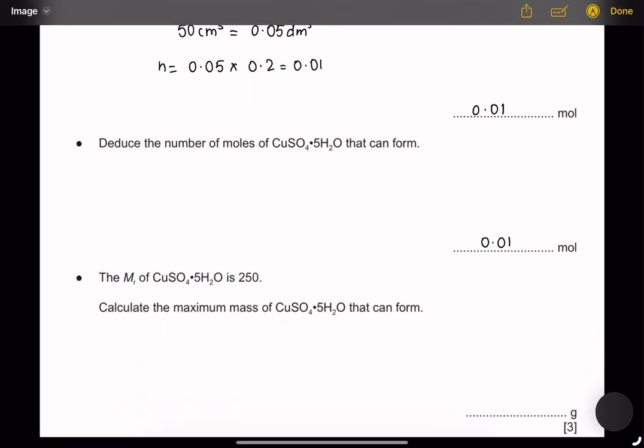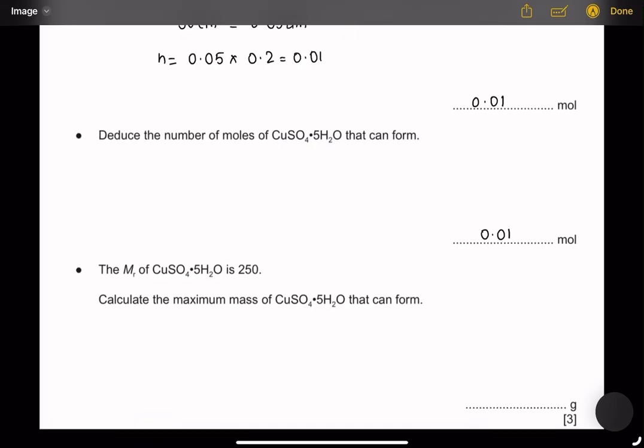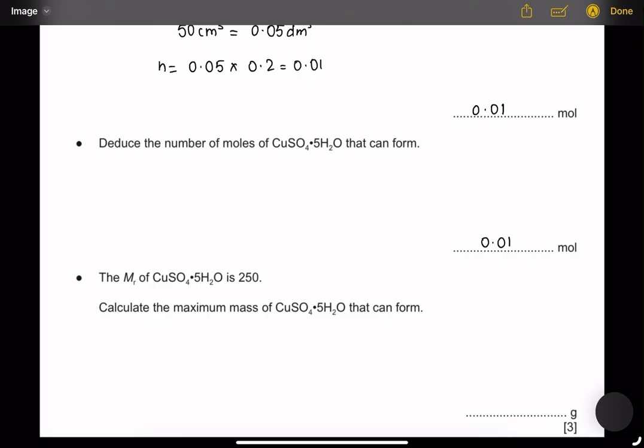Now the Mr of CuSO4.5H2O is 250. Calculate the maximum mass of CuSO4.5H2O that can form. So for doing this, we have n is equal to m by Mr. So mass is going to be equal to 0.01 times 250, which is equal to 2.5. So 2.5 grams of CuSO4.5H2O can form.